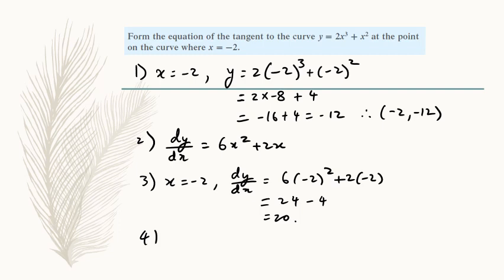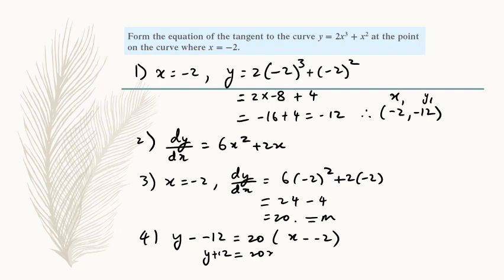In part 4, we sub it all into our equation, y minus y1 equals m, which is there, x minus x1. So then y plus 12 equals 20x, I'm just going to expand it, plus 40. So then y is 20x plus 28.